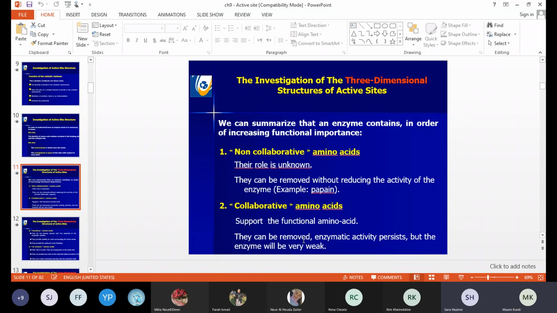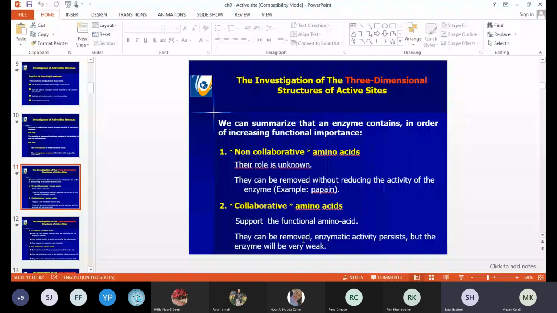يعني this enzyme contains a lot of amino acids. إذا جيتوا عملتوا hydrolysis of part of it أو إذا عملنا mutation for several amino acids, هول الامينو acids ما بيغيروا بالactivity for the enzyme ولا بالbinding substrate to the enzyme. So these amino acids are called non-collaborative.